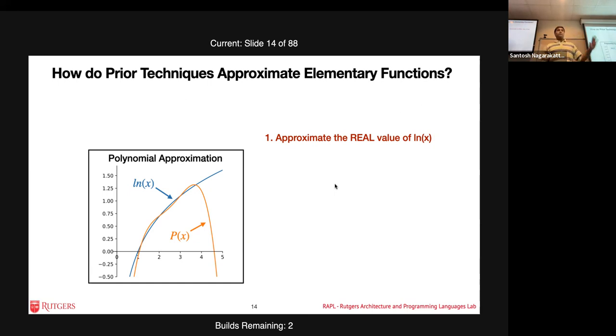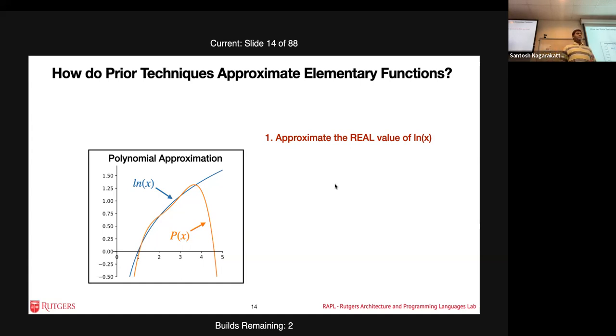We want to produce a correctly rounded result for 32-bit floating point, and the range is very large. Now, how do we go about doing it? Before you think about floating point, what do people do? We need an approximation technique, so people use ideas from math. They approximate the real value of f of x.